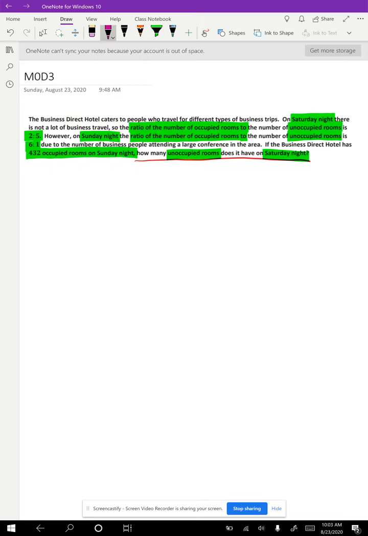But I have two different ratios. So I know that I can create a table for Saturday's information with one ratio, and then I can create a Sunday table with that ratio. Okay, so what information did they give us about Saturday? So I got my table for Saturday.